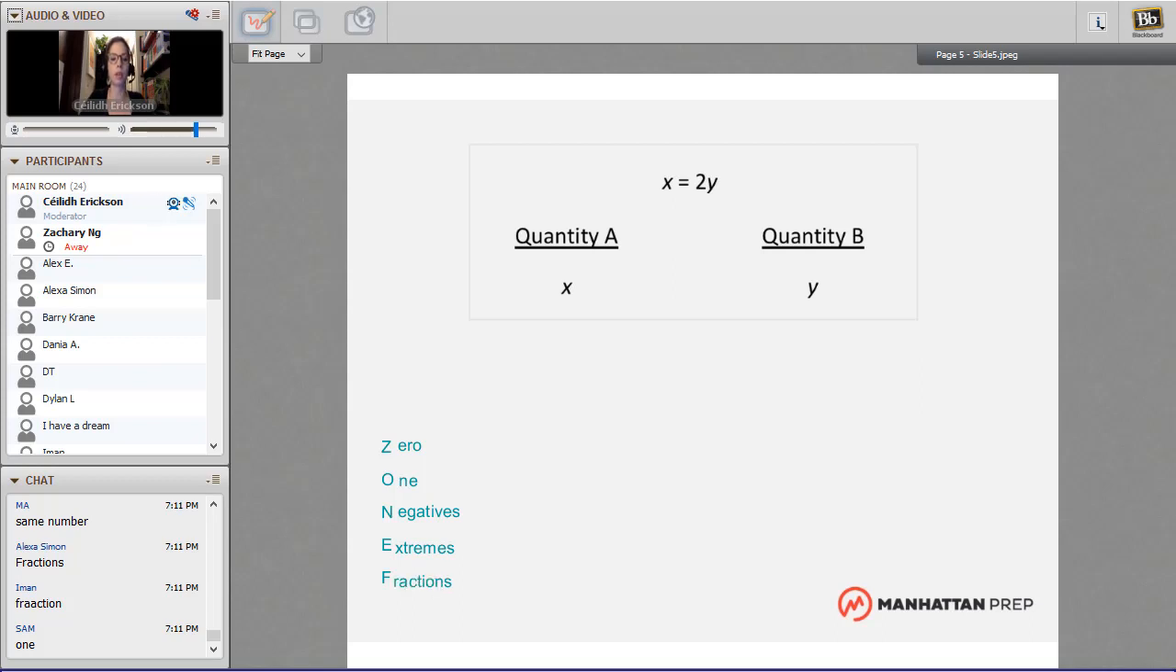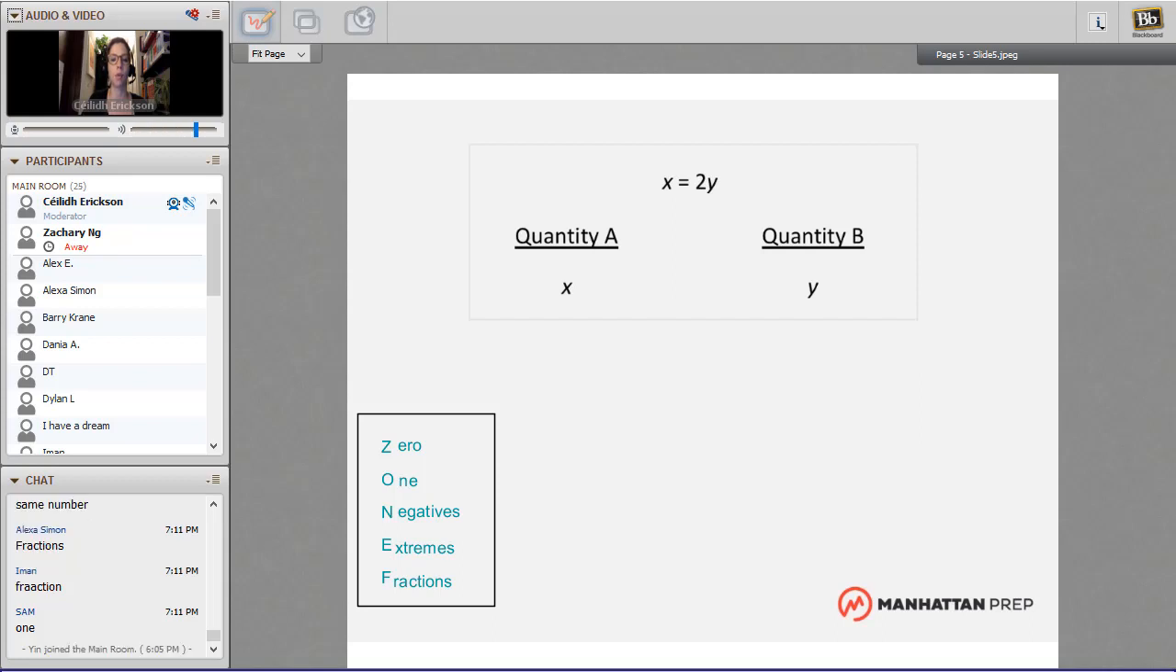So when you're thinking about testing numbers, this should be the mental checklist that you use. So if on this one, x equals 2y, well, what about the case where y equals 0, and then 2 times that, x equals 0? Clearly, in that case, quantity A and quantity B would be the same. So if we test a case where quantity A and quantity B are both the same, which answer choices can we get rid of?